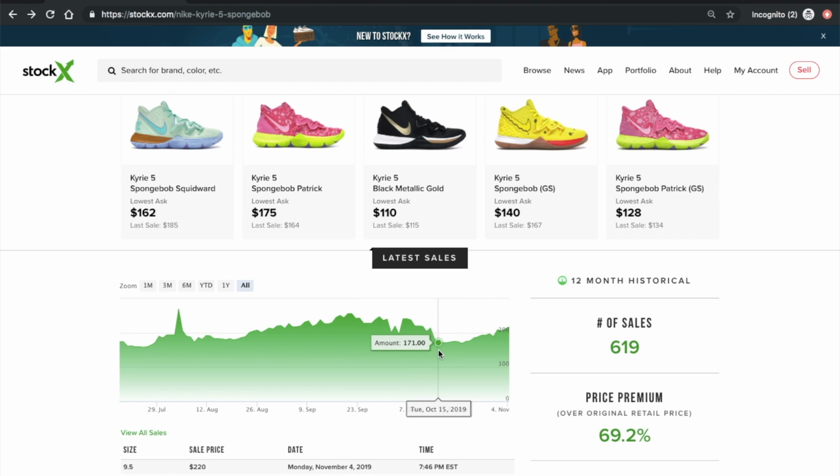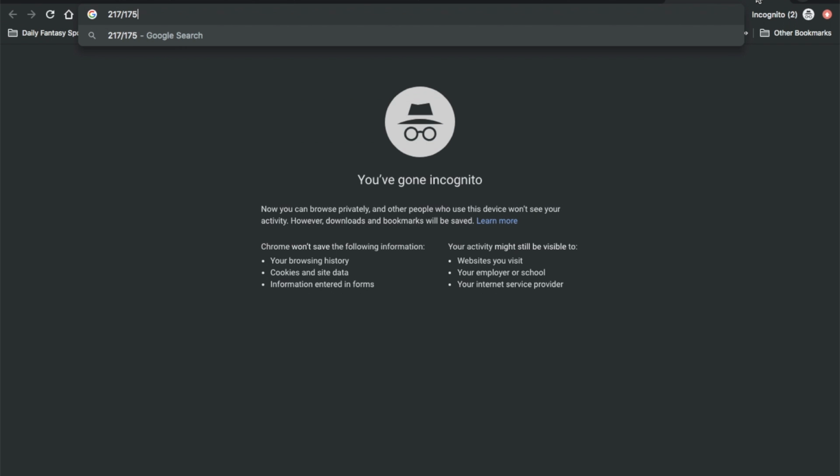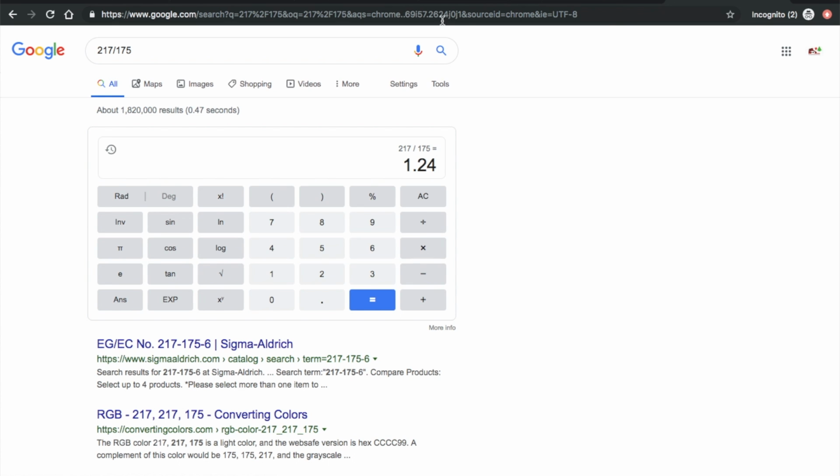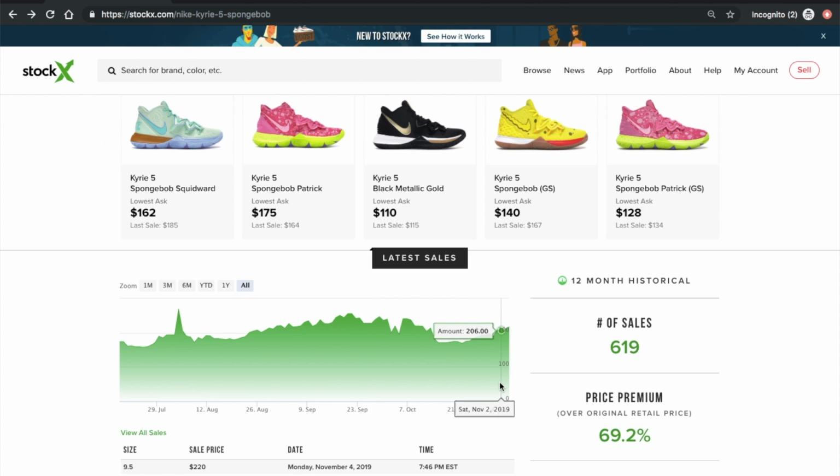So the restock happened somewhere around here, October the 15th. For about a week, the prices were stable at about $170, $175. And as you can see now, 2 weeks later, the prices are at 217 plus and rising. So this might not seem like a lot, but 217 divided 175 is about a 24% return. And that is a 24% return in just about 2 weeks based on when you bought.